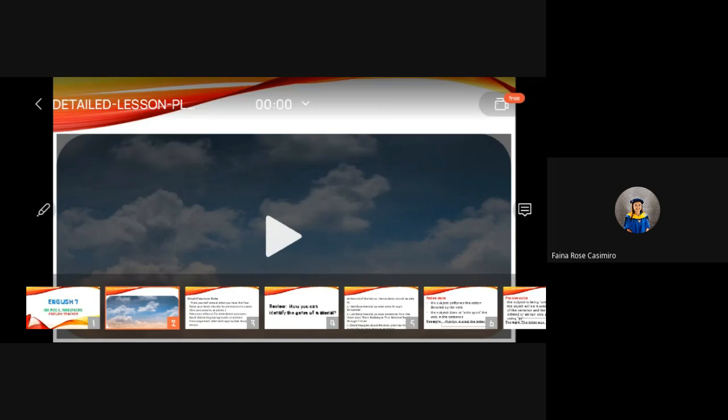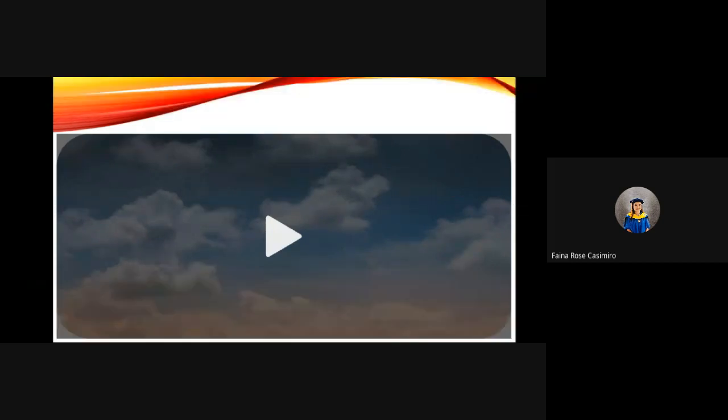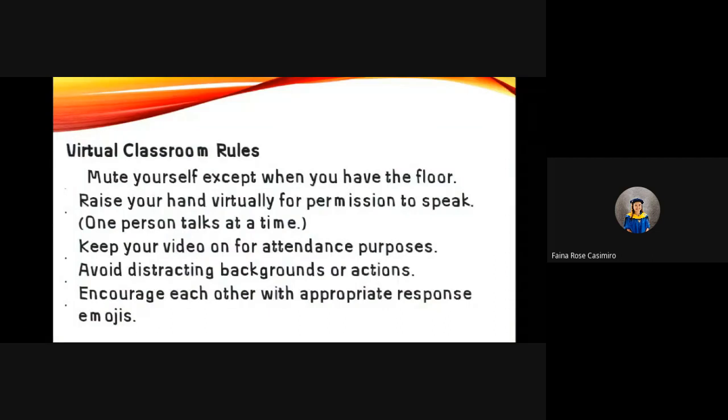Let's have first your virtual classroom rules. First, mute yourself except when you have the floor. Second, raise your hand virtually for permission to speak, one person talk at a time. Third, keep your video on for attendance purposes. Fourth, avoid distracting backgrounds or actions. Fifth, encourage each other with appropriate wristband emojis.